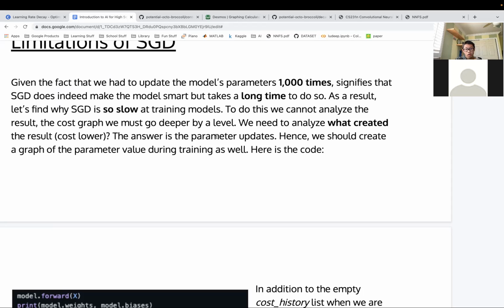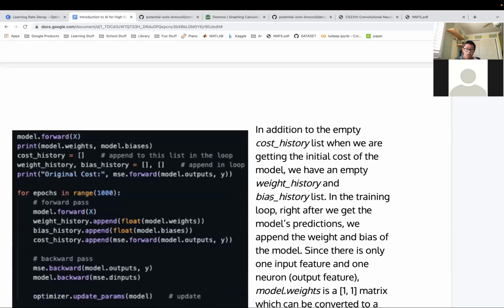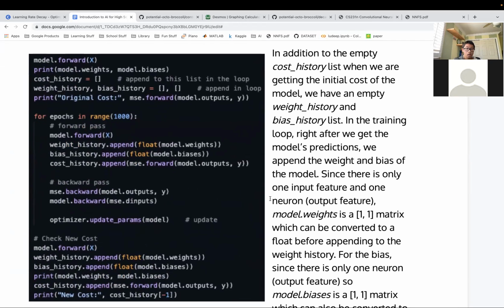So what we can do at the same time while we're doing a cost graph, while we are updating parameters, is we could also do a parameter graph as we're updating the parameters. So over here, here's the cost history list. We started off with an empty list as a placeholder, and for the weight history and the bias history as we're updating. And while we're updating over here, we're going to append the weight and then the bias and also the cost.